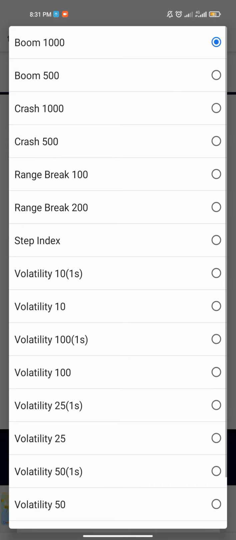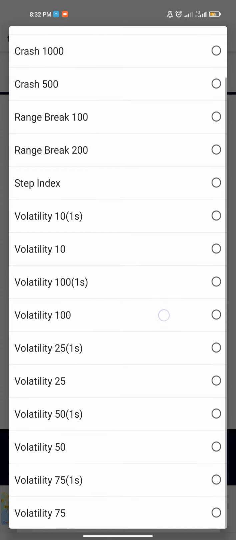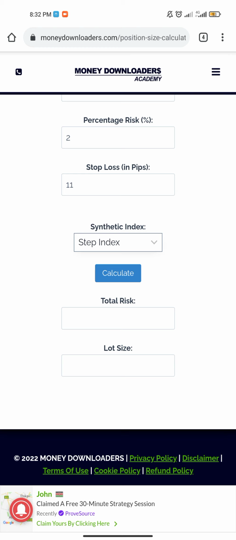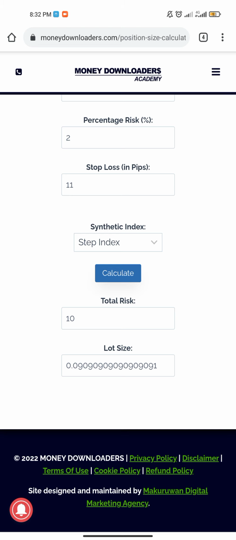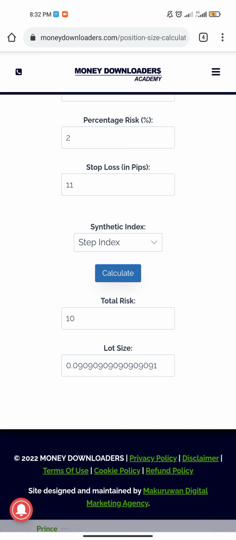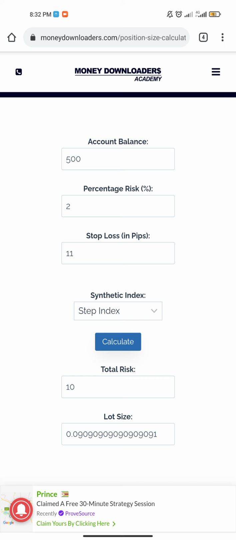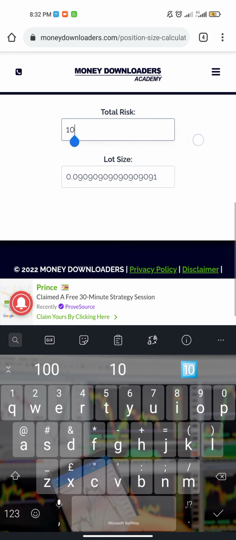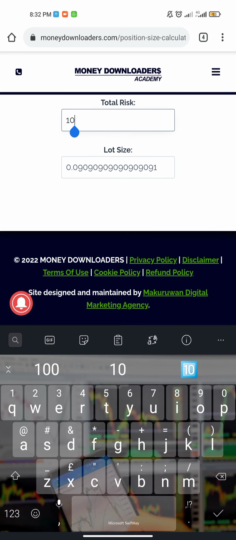And which synthetic index do you want to trade? You can see Boom 1000, Boom 500, Crash 1000, Crash 500, Range Break 100, Range Break 200, and so forth, down to Volatility 75, 1s, 5s, and so forth. So let's take Step Index for example. Now you click on calculate. Like I said before, 2% of $500 is $10. This is the total risk I'm taking, which is $10. Then the lot size that was recommended for me is 0.09.